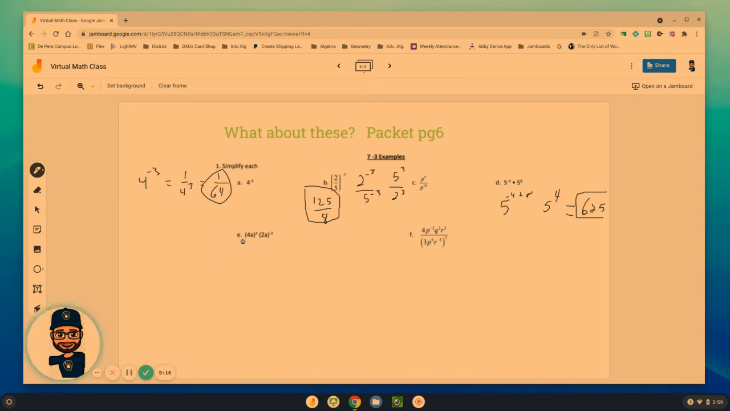Letter E, 4a to the 4th times 2a to the negative 3rd. So this group is being applied to the 4th. So I raise 4 to the 4th, and then I do a to the 4th, times this group is being raised to the negative 3rd. 2 to the negative 3rd, a to the negative 3rd. Okay. 4 to the 4th. 4 times 4 times 4 times 4. 64 times 4. 256. A to the 4th.